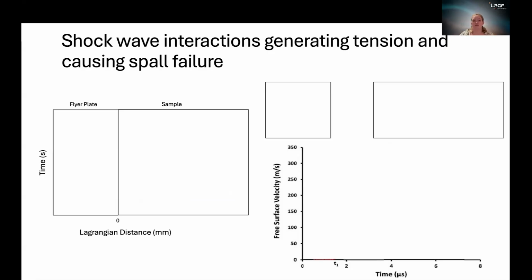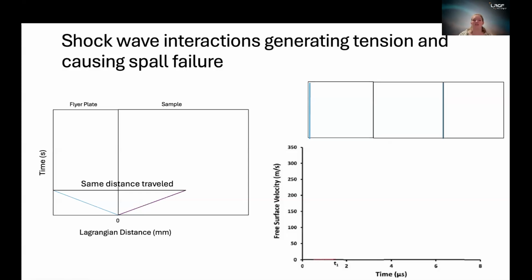So initially for these experiments, we shoot the flyer plate towards our sample. And when the flyer plate reaches the sample and impacts it, we now will have shock waves that will move away from this impact into both the flyer plate and the sample. And because we've selected the flyer plate and the sample to be the same material, we know that these shock waves will move at the same velocity. So the same distance will be traveled in this initial distance.